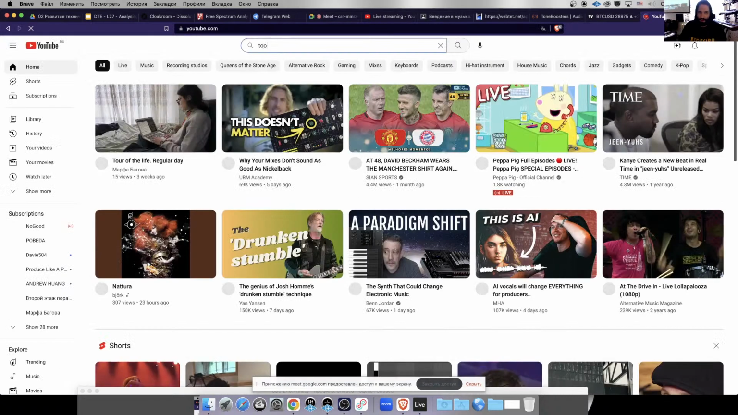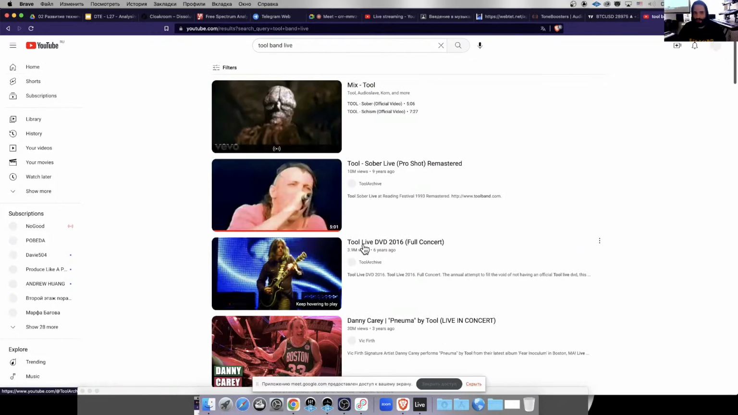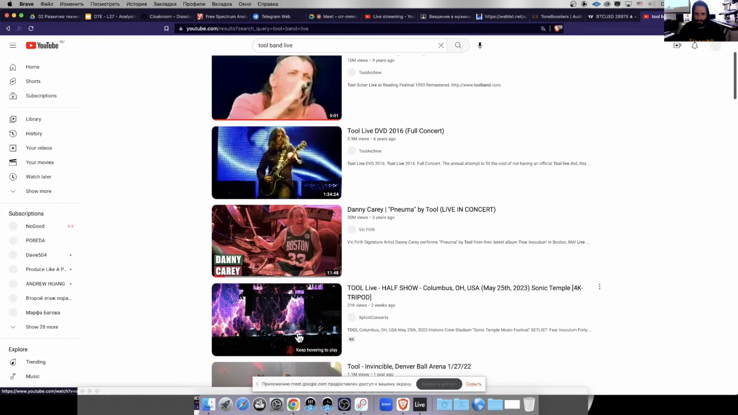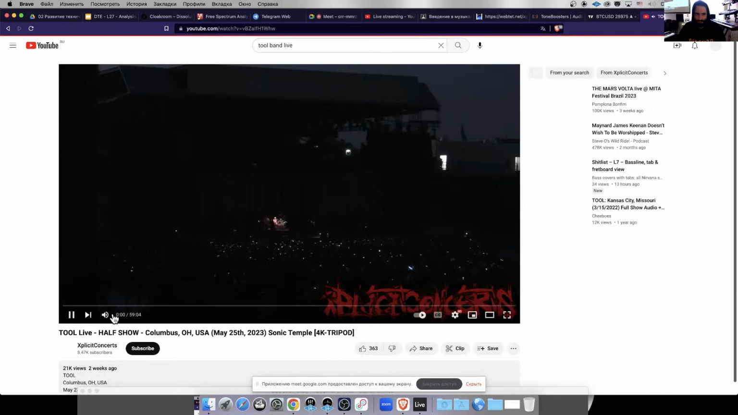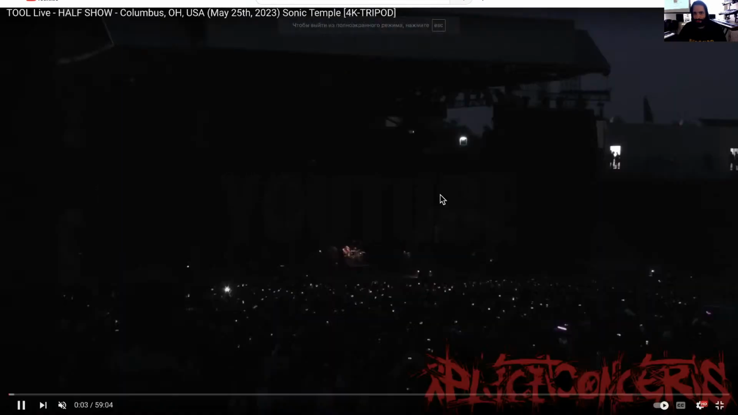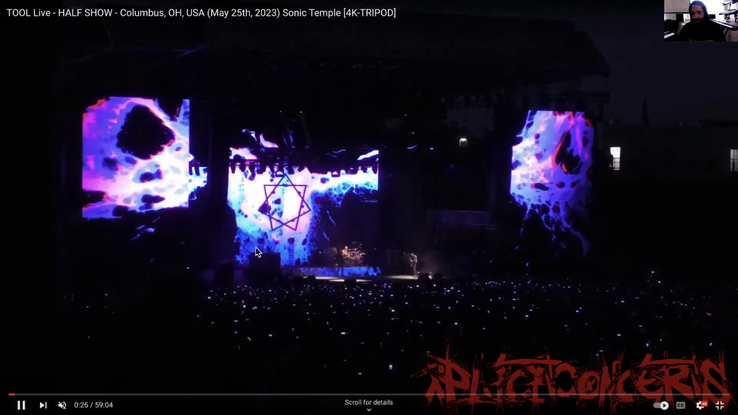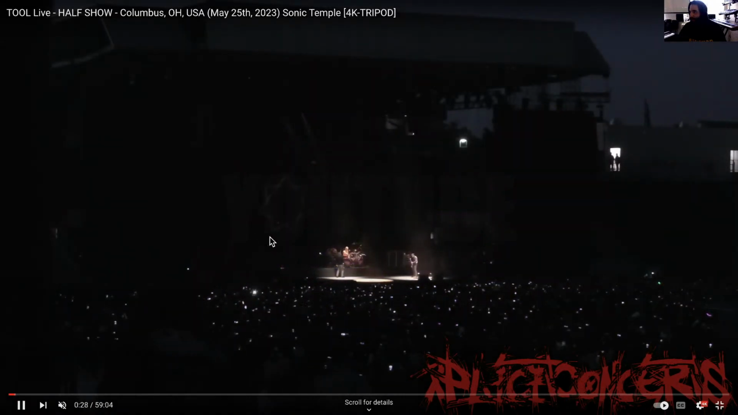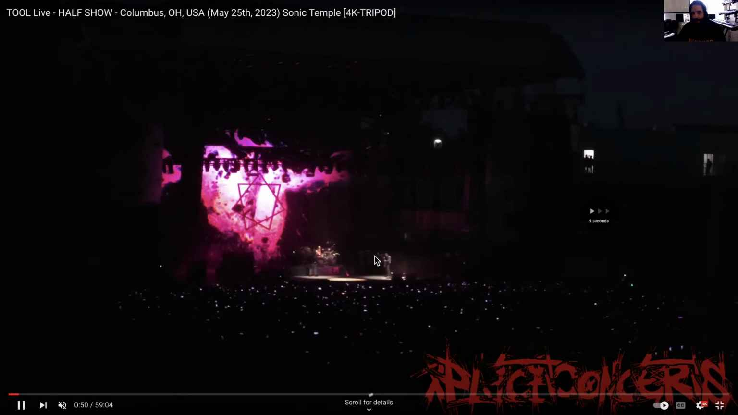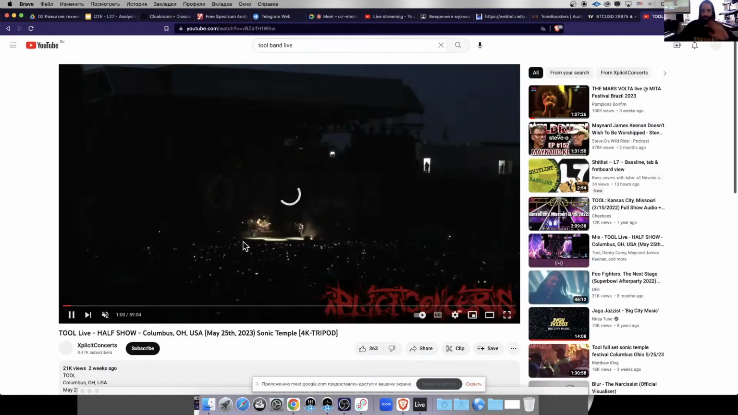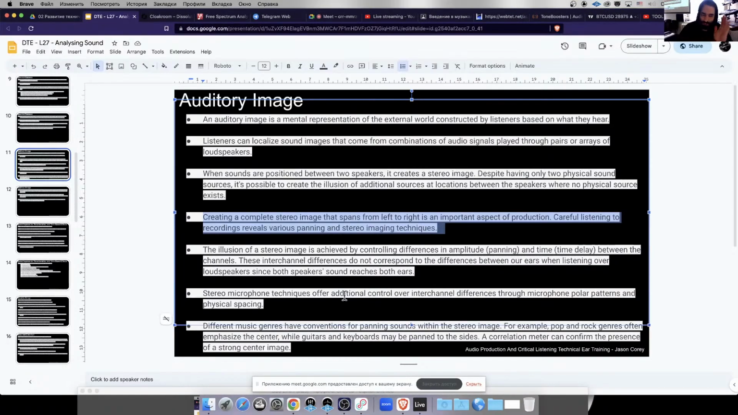When you see Tool live, look at their position on stage nowadays. The singer is at the back of everybody. Everybody else is at the front, the bass player, drummer, and guitarist, and the singer is on the back, so it's not a protagonist. And I really like this. It's how I like things to be as well.